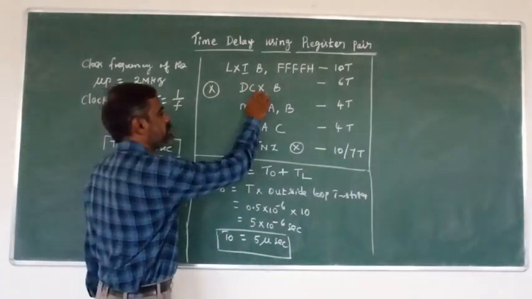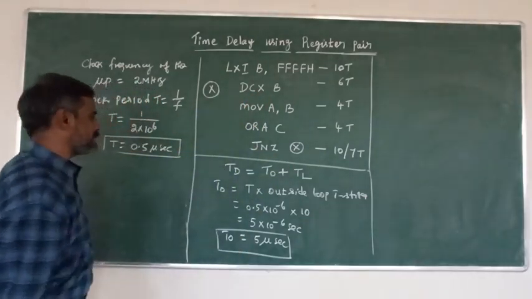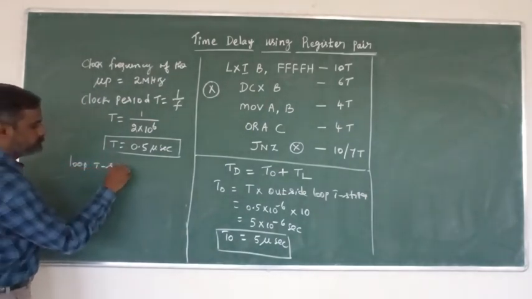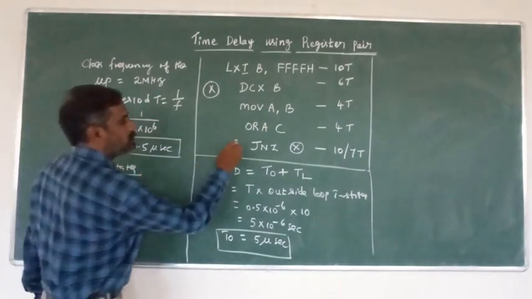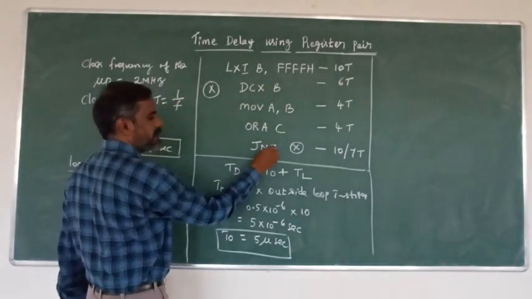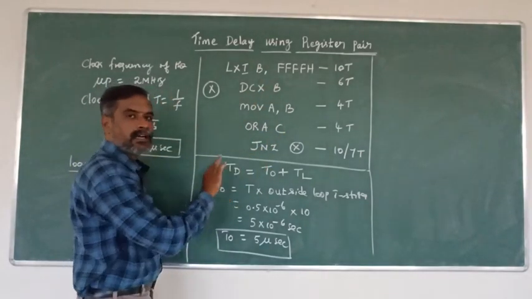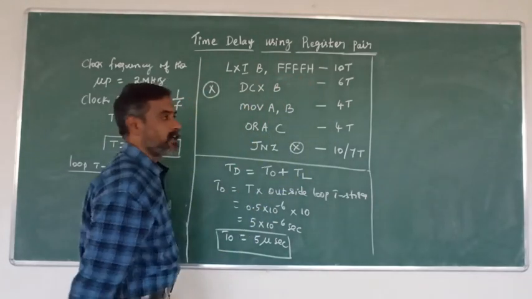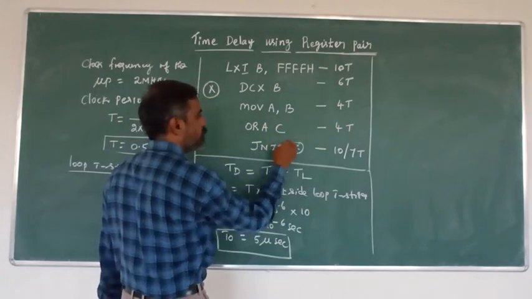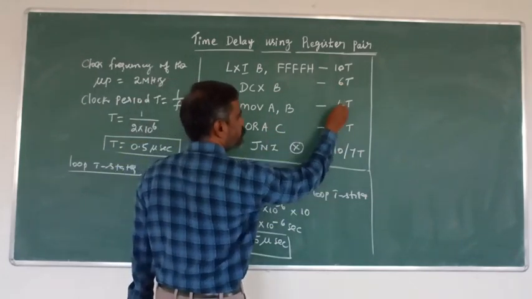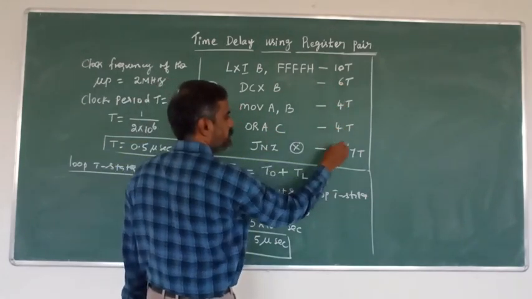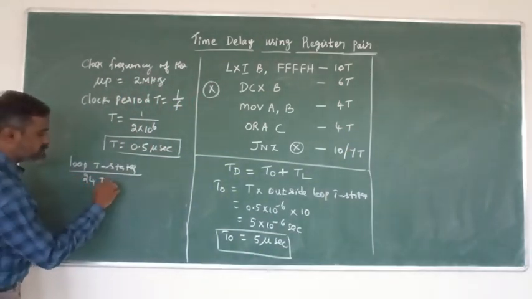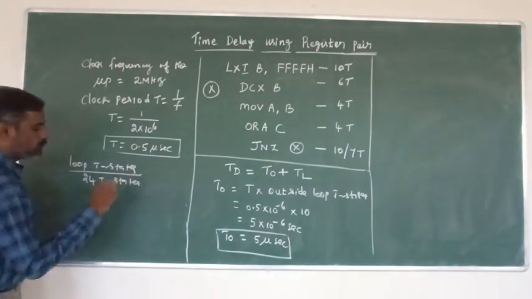Now to calculate the loop T states, same thing: loop T states between DCX B to JNZ. No change in the program, only change in the data. Now the loop T states, how many T states are required? 6, 4, 10, 4, 14 and 14, 10, 24. The 24 T states are required for the loop.